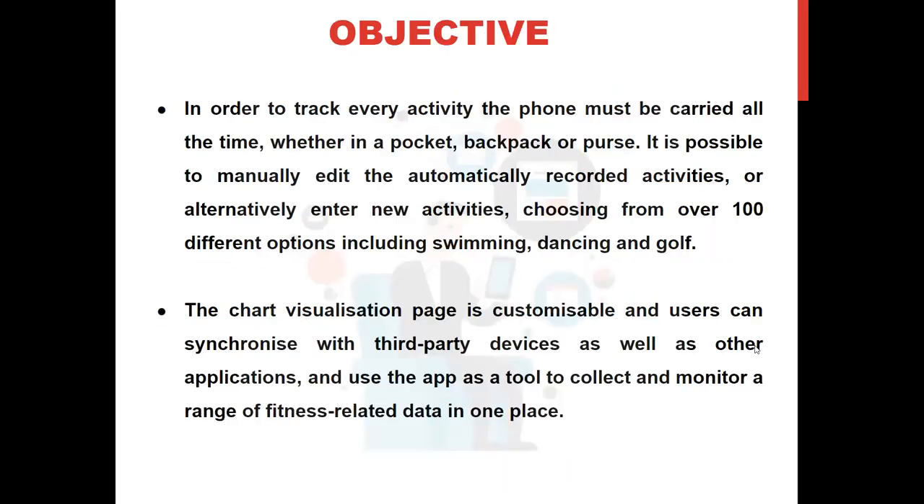Objective. Human activity recognition aims to identify the actions carried out by a person given a set of observations of himself or herself and the surrounding environment in order to get a better understanding of human behavior recognition. This can be accomplished by exploiting the information retrieved from various sources, such as environmental or sensors. In order to track every activity, the phone must be carried all the time. The chart visualization page is customizable and users can synchronize with third-party devices as well as other applications and use the app as a tool to collect and monitor a range of fitness-related data in one place.